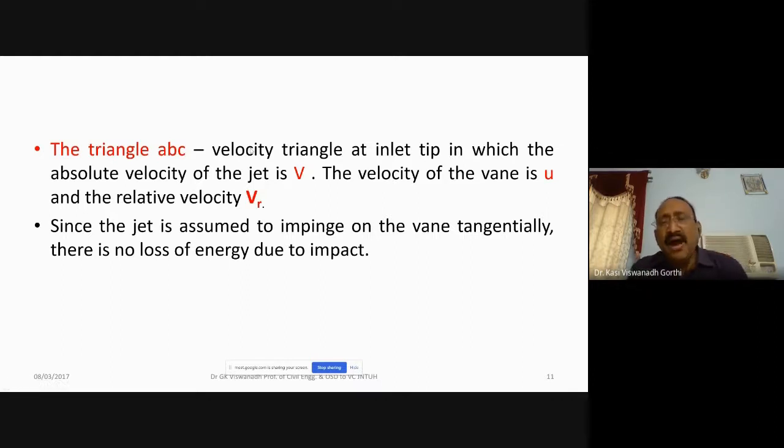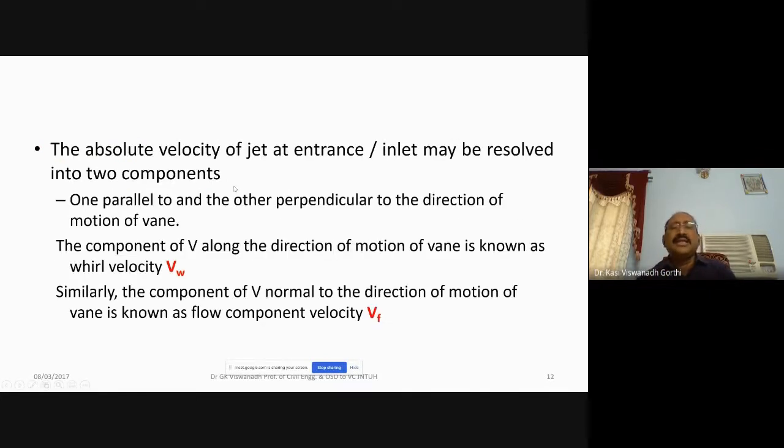In the velocity triangle at inlet tip, the absolute velocity of the jet is capital V, the velocity of the vane is small u, and the relative velocity is VR. Since the jet is assumed to impinge on the vane tangentially, there is no loss of energy due to impact. Impact loss may be minimized by allowing the liquid jet to strike tangentially at the tip.